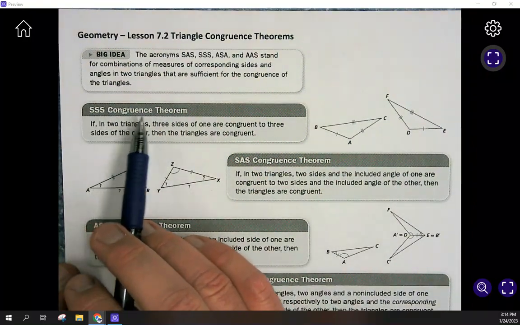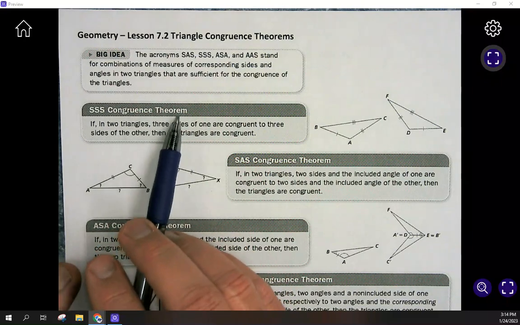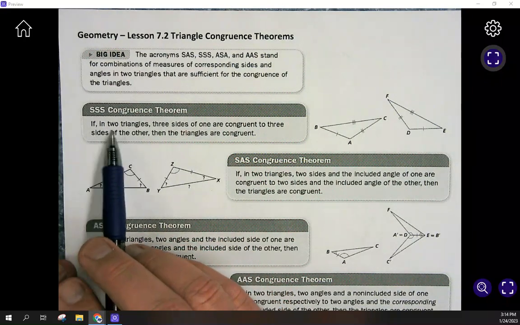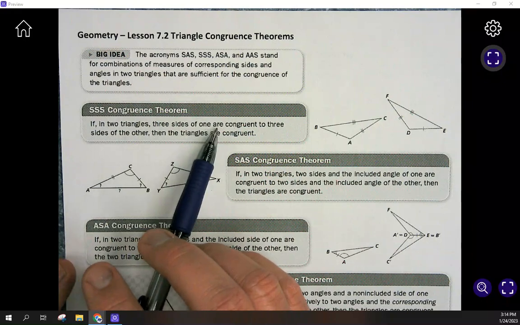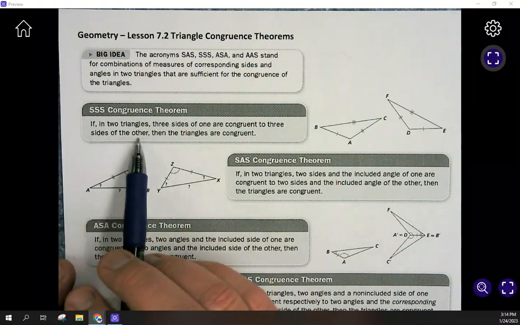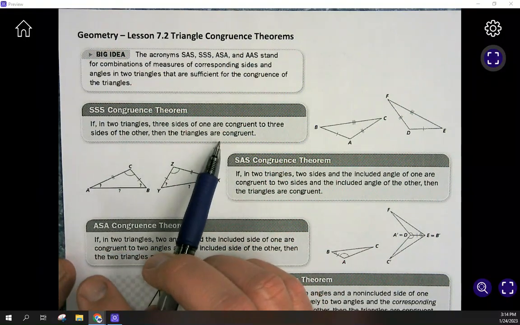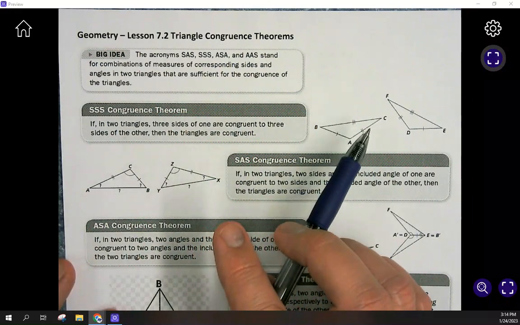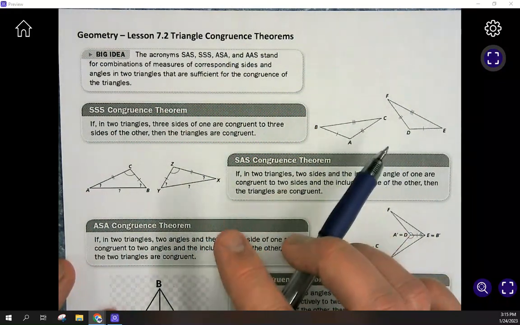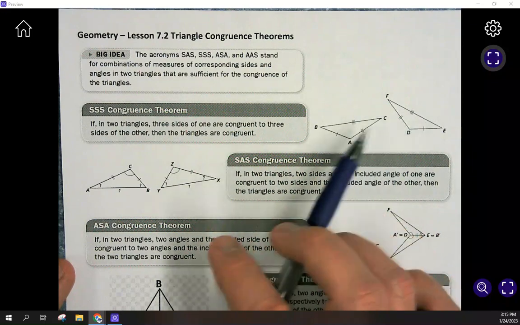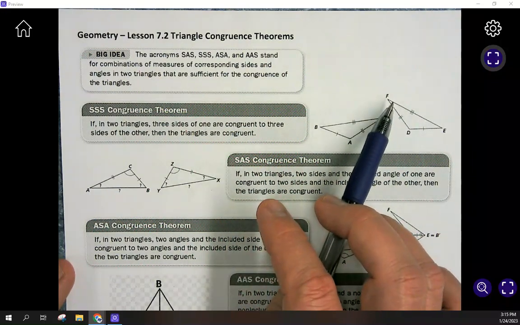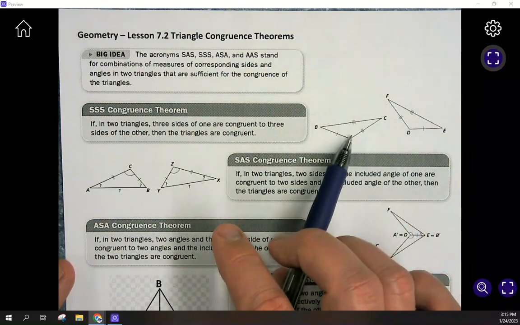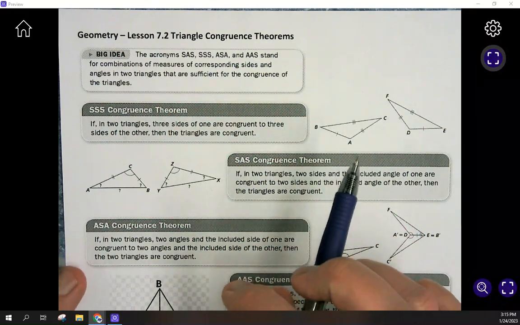The SSS congruence theorem, so now it's a theorem that we can use in a proof. If in two triangles, three sides of one are congruent to three sides of another, we know the triangles are congruent. We studied that in the first section. So now we can just say this one's congruent to this one because I have SSS. Okay, I know that these are the same size. That means all the corresponding parts are equal, all the angles are equal, all the sides are equal.